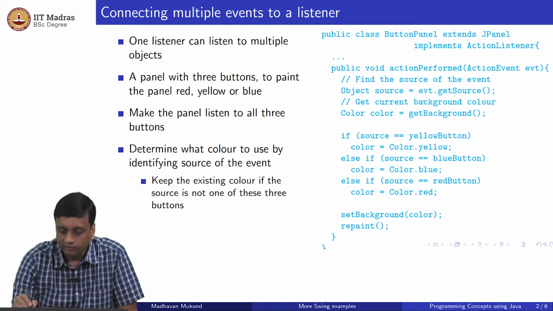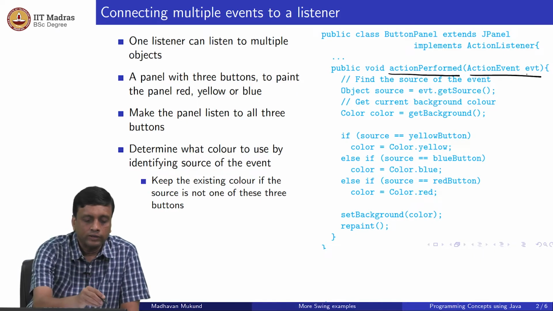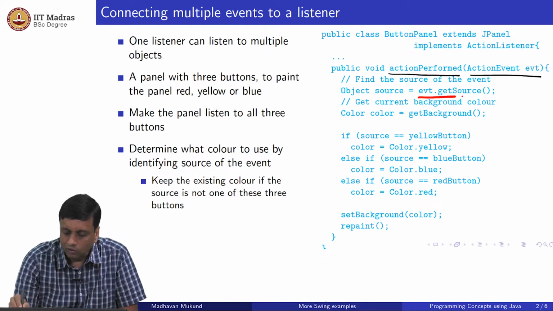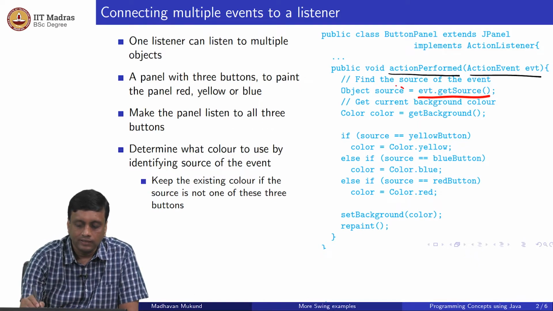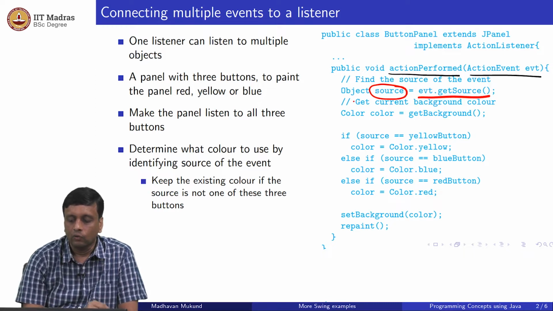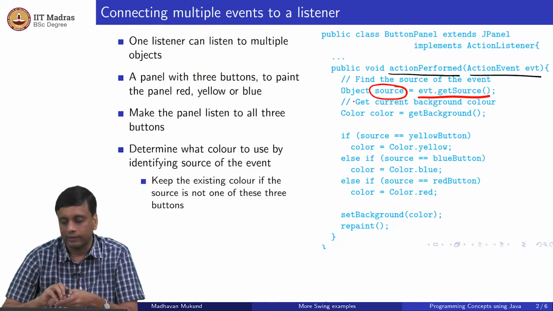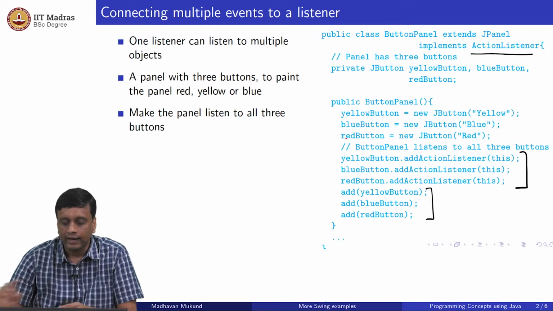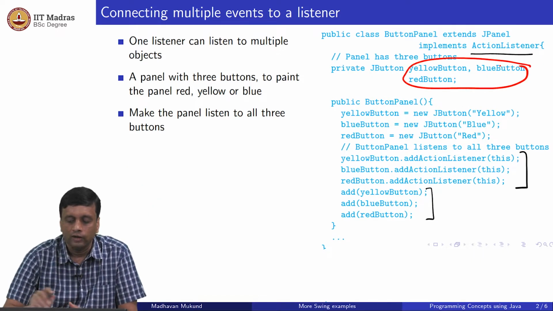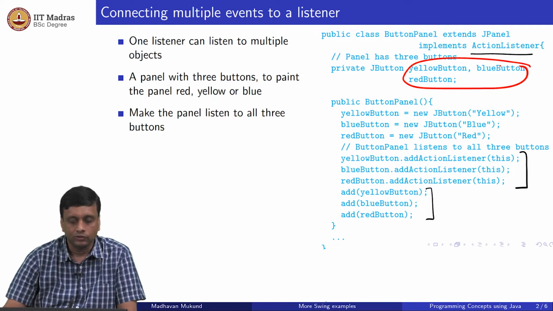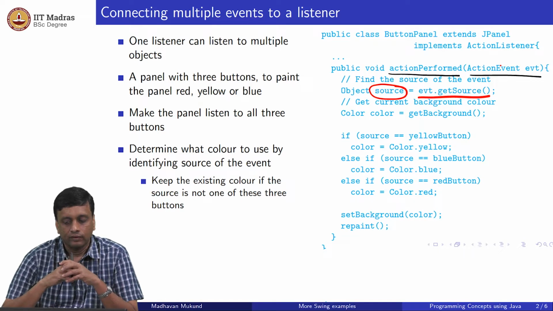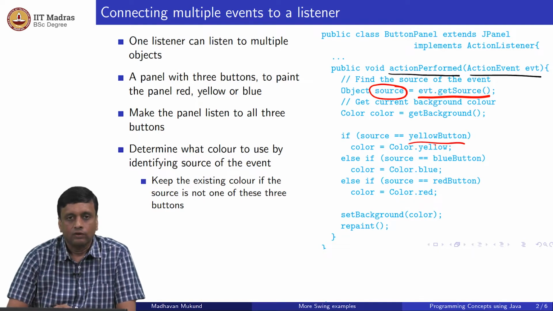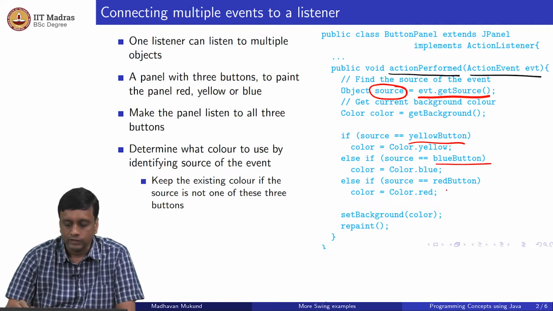So this is the actionPerformed now, so it gets this action event, and what it does is it queries it. It says, what was the source of this event? The source of the event is some object. And now remember that this is all sitting inside the same button panel. The same button panel now has these three buttons. These are all local instance variables of this button panel, so these are known to it. So this button panel will now ask itself, is the source the yellow button, or is the source the blue button, or is the source the red button?